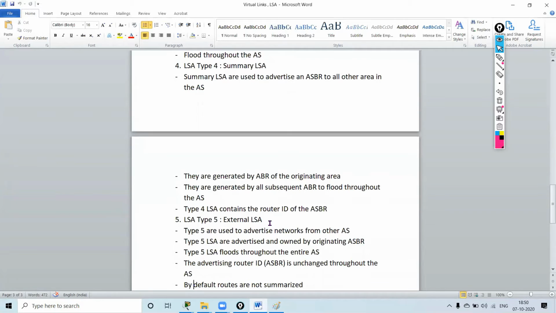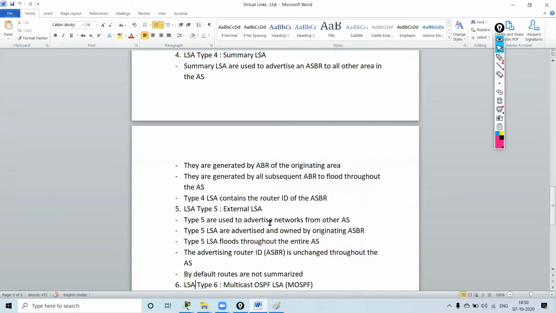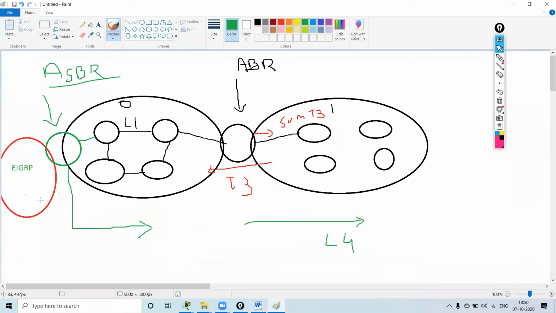LSA type 5, external LSA. LSA type 5, it is external LSA. Now type 5 is used to advertise networks from other autonomous systems, like whatever networks are in EIGRP, to advertise these networks. Type 4 just told me about the ASBR. Type 5 will advertise my networks of EIGRP in OSPF. Okay, so redistributed into OSPF.